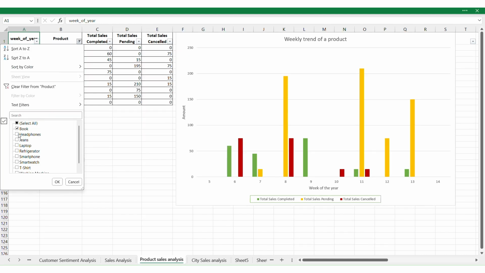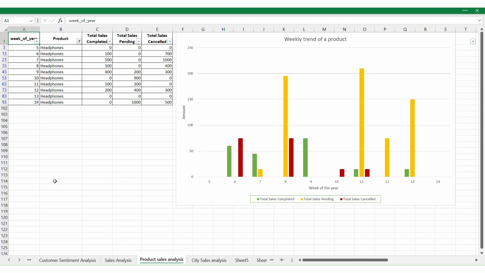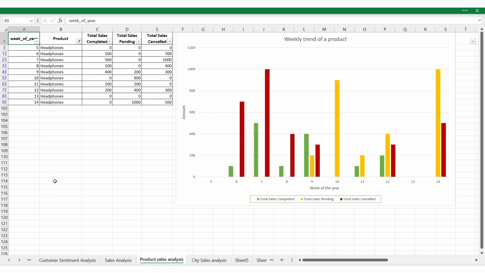From the data, it's clear that order cancellations have significantly impacted sales in this category. These cancellations have likely slowed momentum and disrupted overall performance. But there's a silver lining. Starting in weeks 11 through 13, we noticed a sudden surge in pending orders. And while pending orders typically signal delays, in this case, it's actually a positive indicator. It suggests that customer interest and demand are picking up again.